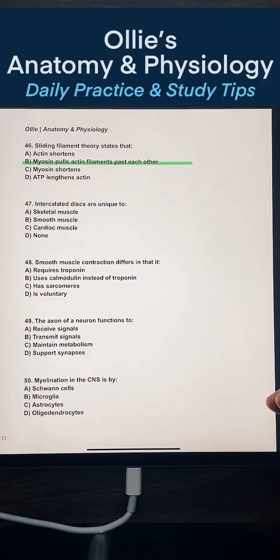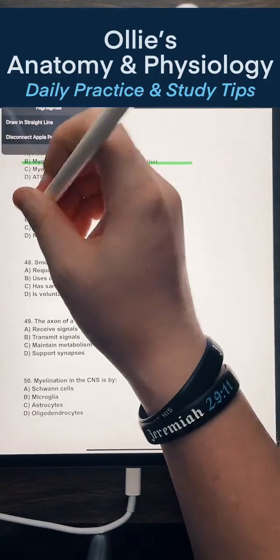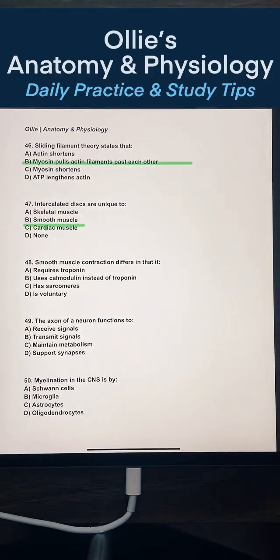Number 47. Intercalated discs are unique to what? A, B, C, or D? Number 47. The answer is C. It is your cardiac muscle. Intercalated discs are your gap junctions and your desmosomes for connecting cardiac cells for a synchronized contraction.